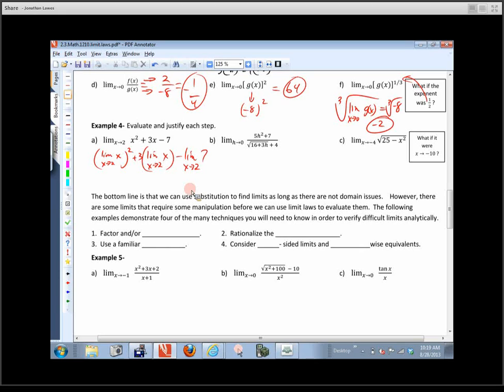A lot of writing just to get an answer that you could just plug the 2 in and get. Because when you plug in a 2, you get 2 squared, so we get 4. Limit of the identity function again, 2 times 3, we get 6. Constant function, same as the constant, so minus 7. So the answer on this one is 3.